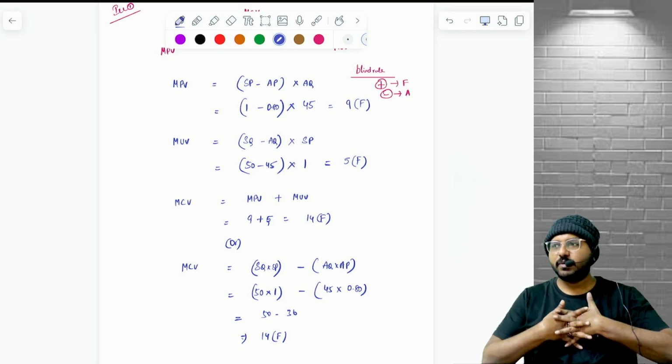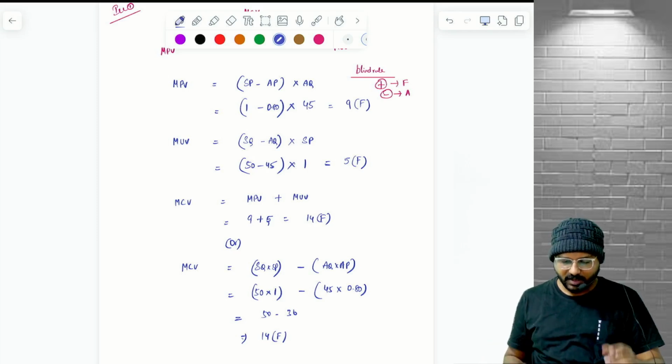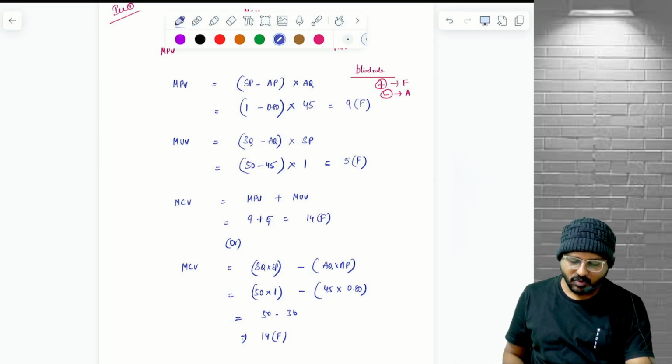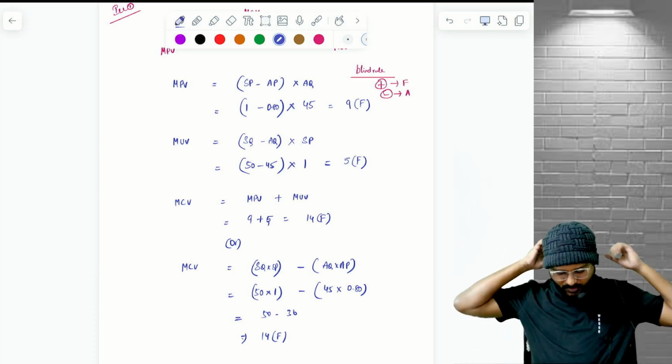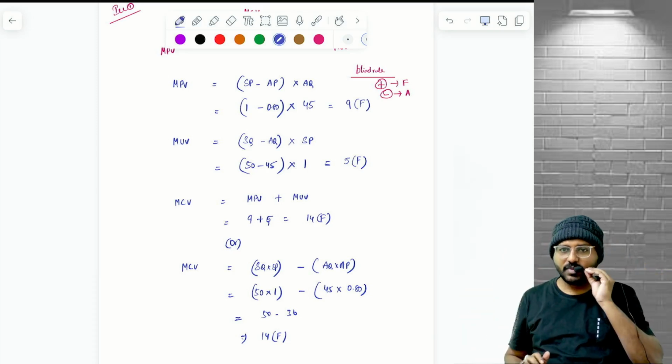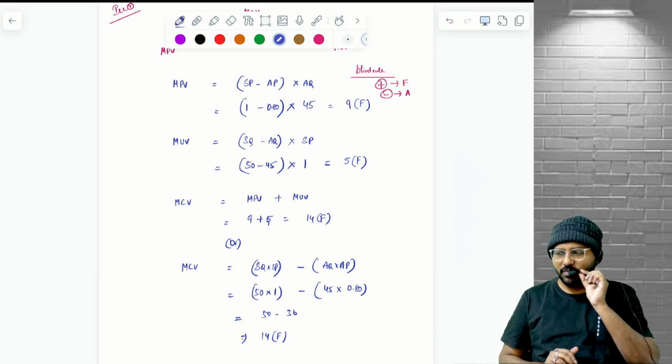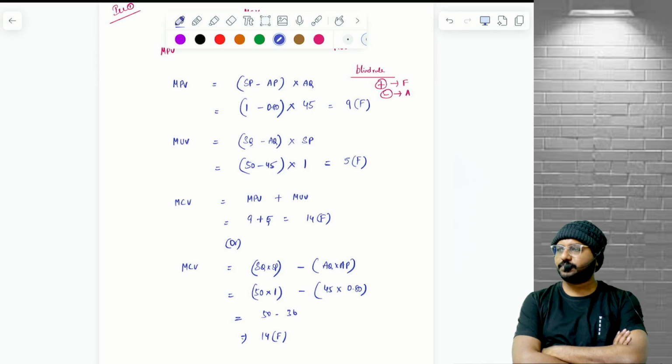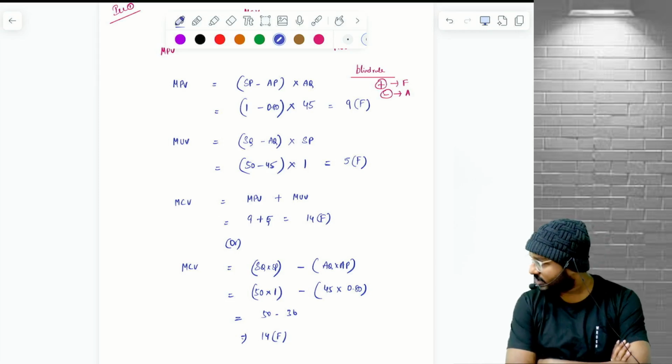Finished, everybody? Now, before I move on, any doubts in this sum? It's a basic sum. Every sum will not be like this. Okay? It's a basic problem. Now, any doubts in this sum? Look at the solution once and then we'll move on.